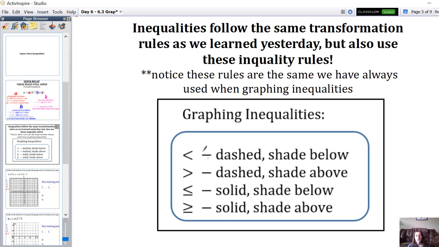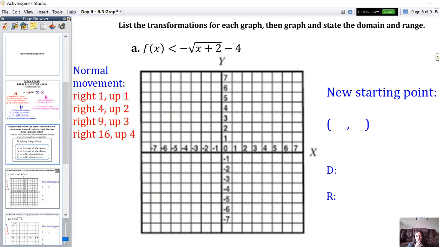to use solid lines. If it's less than or equal to, we're going to shade below our graph. Greater than or greater than or equal to, we will shade above. So let's get into some graphing. First, we're going to list the transformations, and then we'll graph.